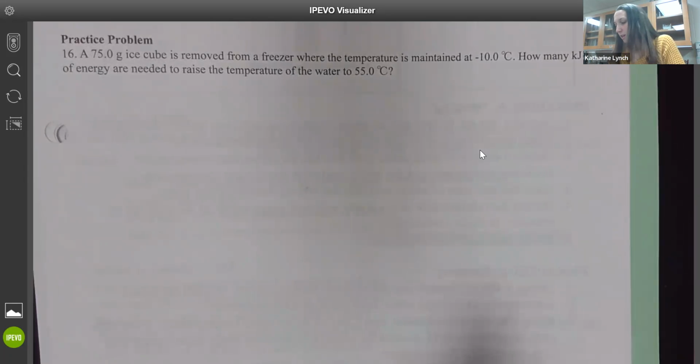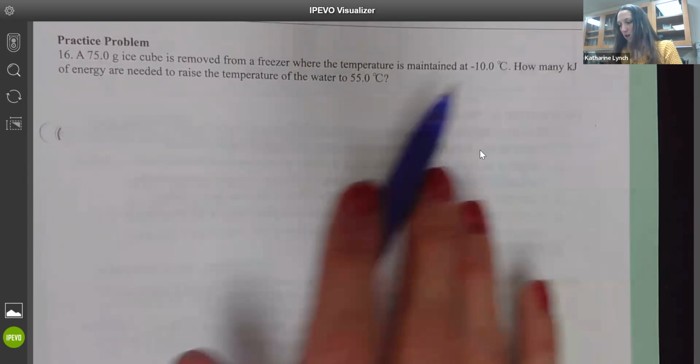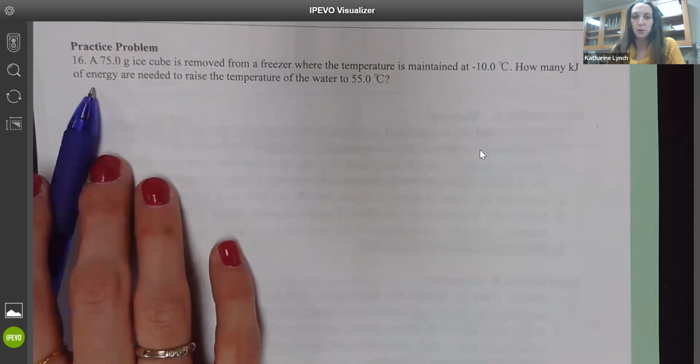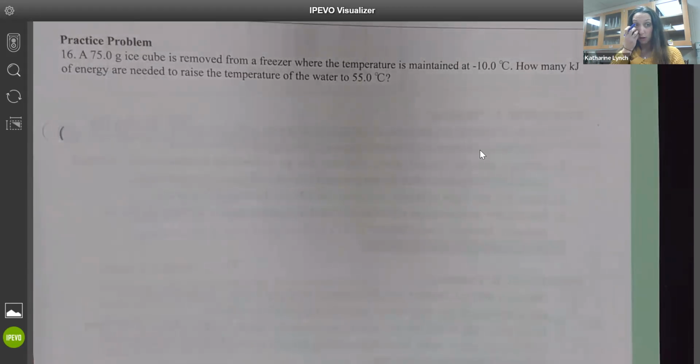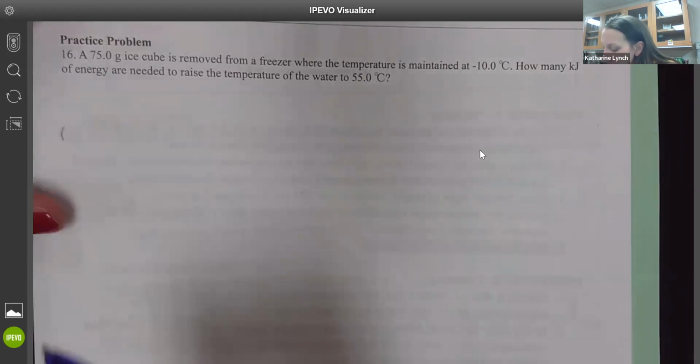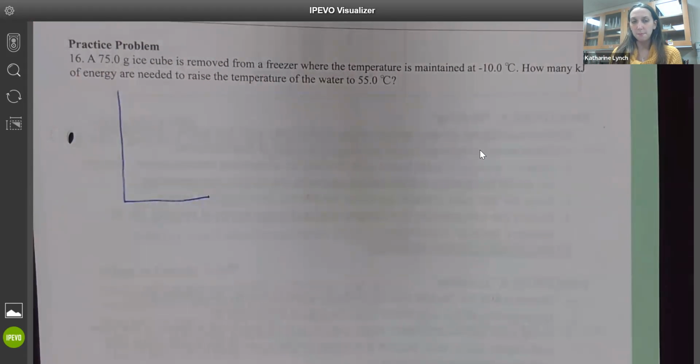in the freezer was maintained at -10°C. We want to know how many kilojoules of energy total are needed to raise the temperature of that water to 55°C. Whenever I give you one of these types of problems, you need to sketch a heating curve. So let's go ahead and do that.